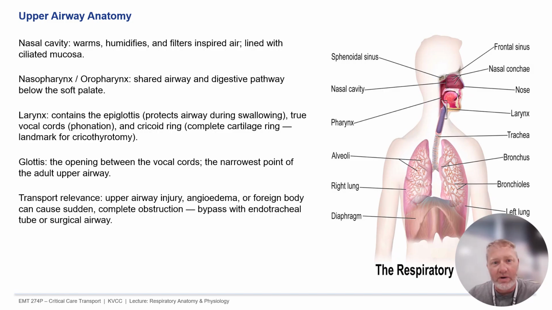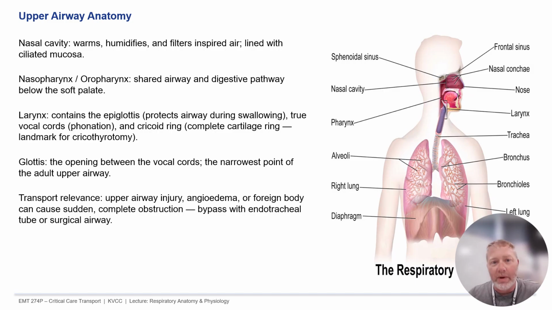The nasopharynx and the oropharynx share the airway and digestive pathways below the soft palate. This is the zone where aspiration risk lives. The larynx is the gateway to the lower airway, and the epiglottis is its guardian. It deflects food and liquid away from the glottis during swallowing.